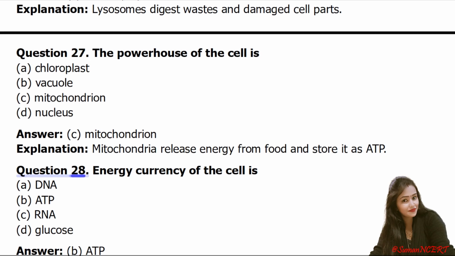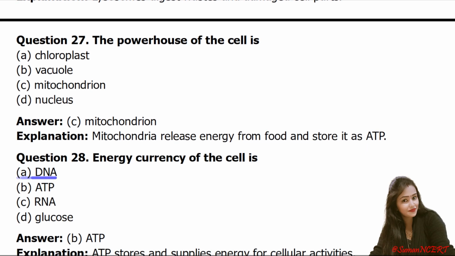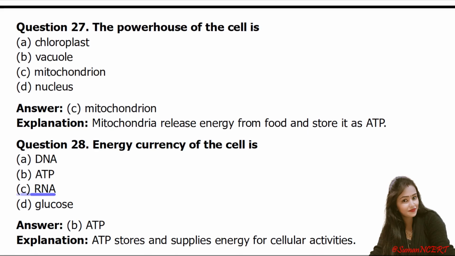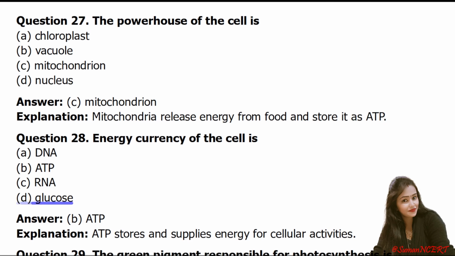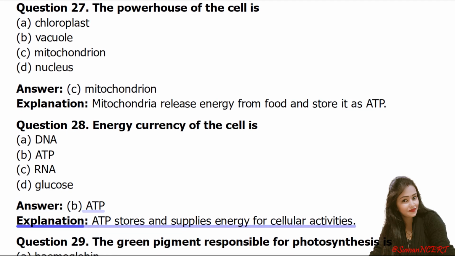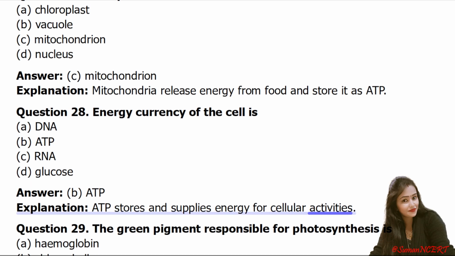Question 28. Energy currency of the cell is A. DNA. B. ATP. C. RNA. D. Glucose. Answer, B. ATP. Explanation: ATP stores and supplies energy for cellular activities.